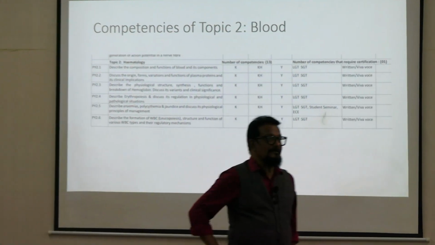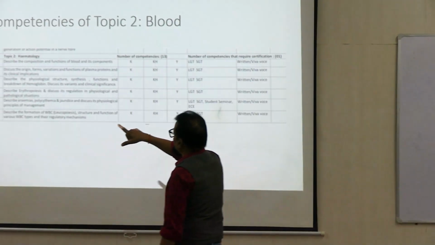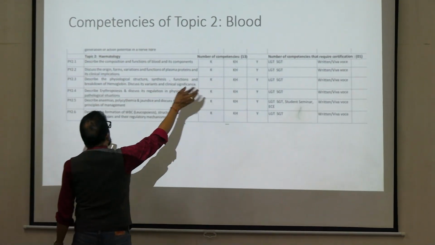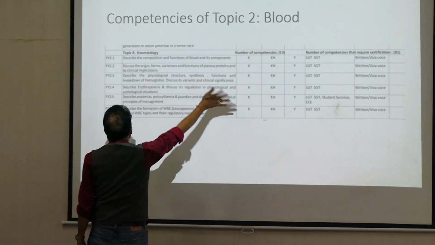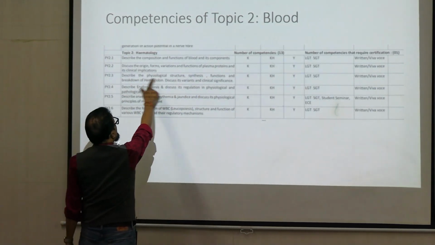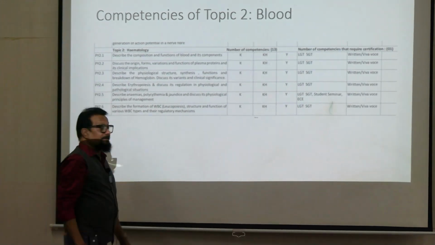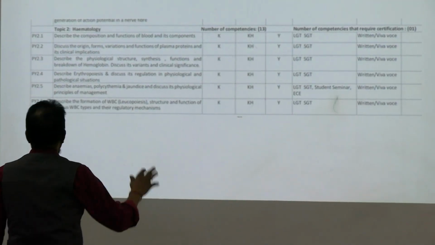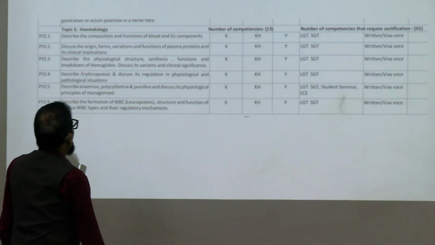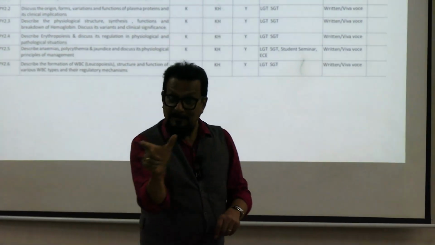What would be the pattern of questions? In blood, what are the competencies? These are the competencies. So this is about blood and this is about plasma protein. This is about RBC, hemoglobin. This is erythropoiesis, hemoglobin variations, significance. Here it will be polycythemia and some applied aspects, jaundice, anemia, everything will be discussed here. And it is about WBCs, different types of WBC, their variation in different diseases, very important part.